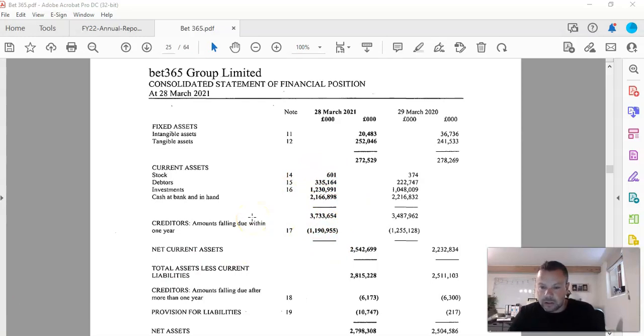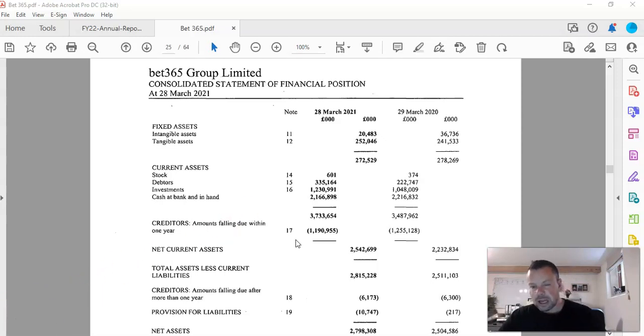So we can see a combination of stock or work in progress, debtors, i.e. people that owe them money, investments, cash in the bank, so £2 billion worth of cash in the bank. That's quite an impressive figure. And they owe £1.1 billion to other people.